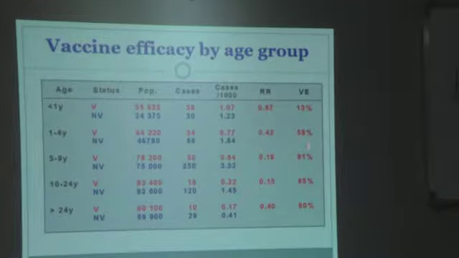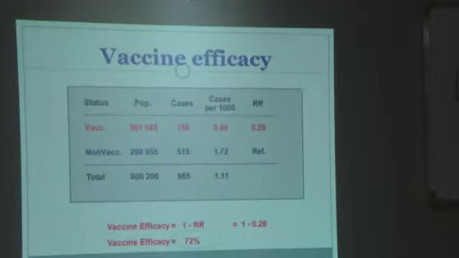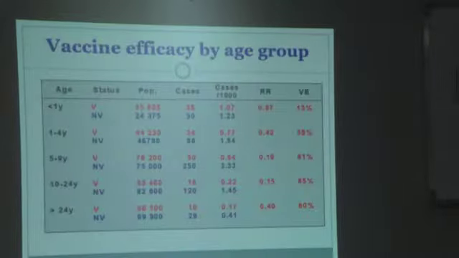We now have 1, 2, 3, 4, 5 measures of vaccine efficacy that are different. Here, we had one, because we didn't look at population age. We just measured overall, 7-year-old, 2-year-old, 15-year-old, and our vaccine efficacy showed us to be 72%. Here, we are looking at 5 groups: under 1 year, 1 year to 4 years, 5 to 9, 10 to 24, and more than 24 years. We have 5 age groups.